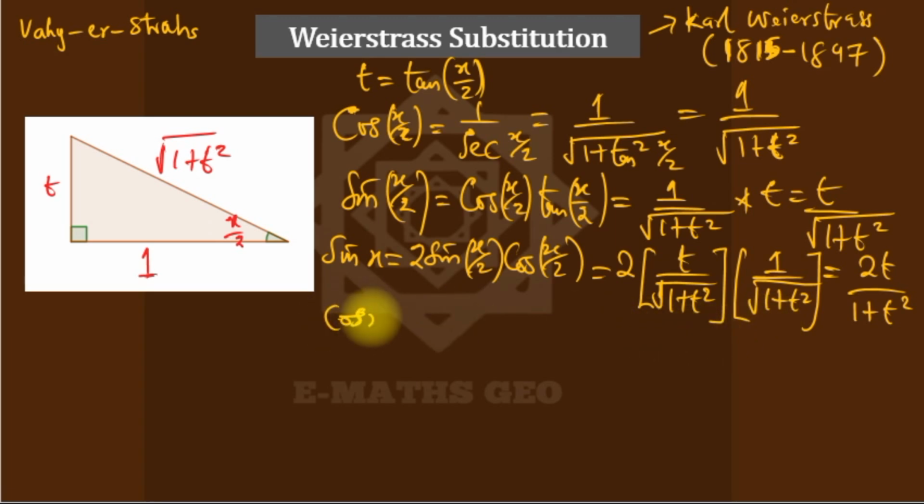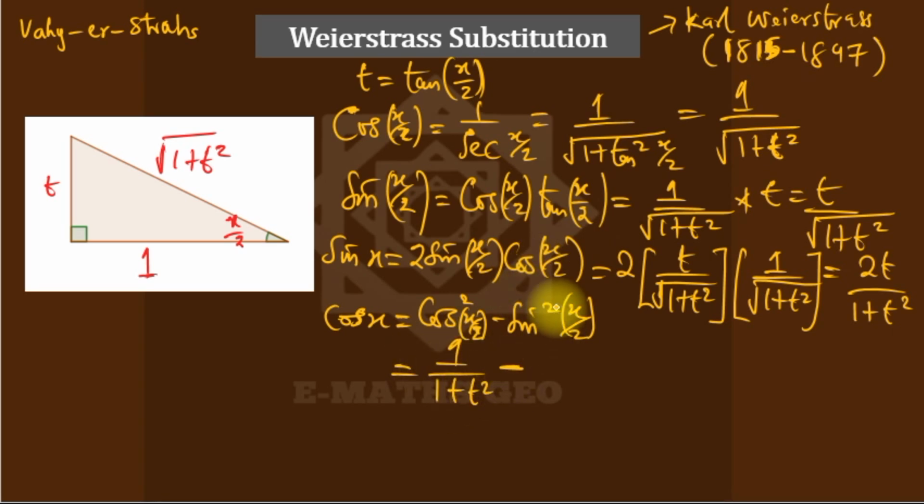Now for cos, cos x is cos squared half x minus sine squared half x. Which is the square of this, 1 over 1 plus t squared, minus the square of that, t squared over 1 plus t squared, which is 1 minus t squared over 1 plus t squared.